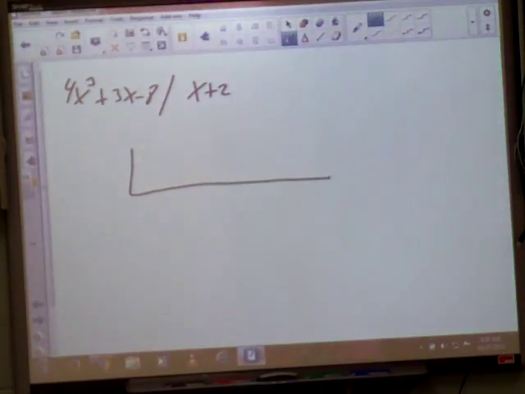Alright, so I've got a 4x cubed, and I still have to do zeros in synthetic division. A 4x cubed, a 0x squared, a 3x, and a negative 8. Now, good, Austin's already telling me what I'm going to put outside the box over there. If I take that x plus 2 and set that equal to 0, it gives me a negative 2 to divide by.